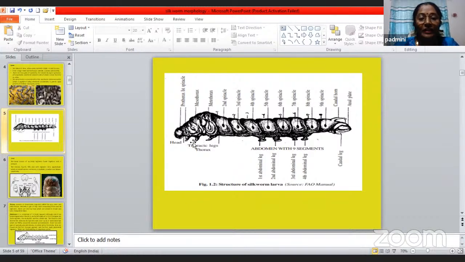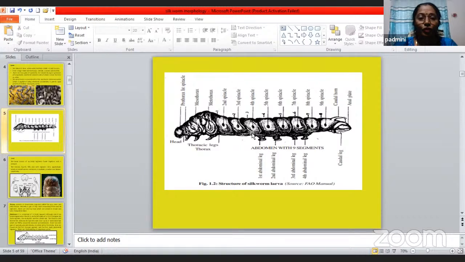These thoracic legs are the true legs that will be formed when the larva undergoes metamorphosis. These legs are the ones that are going to stay back, whereas the legs that you find on the abdominal and the caudal region are not going to form any legs. They are just false legs. So this is the structure of the larva that you will have to talk about.